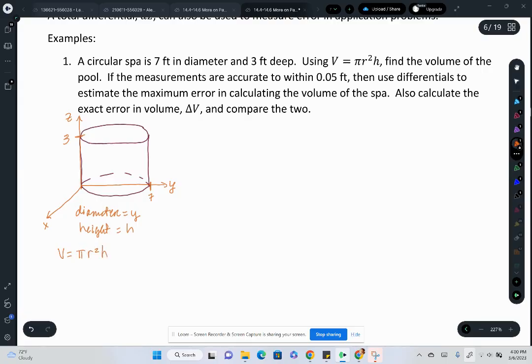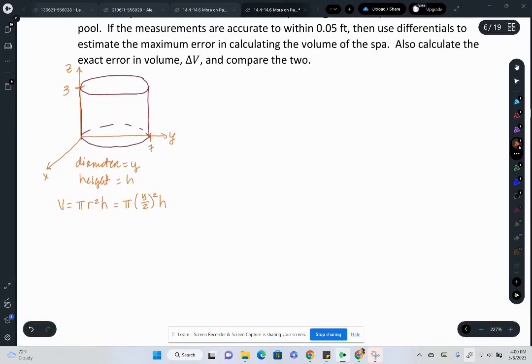Okay, so if I use those variables for diameter and height, then the volume is equal to pi r squared h. Oh, wait a second. I have r in there. R is radius. Radius is half of a diameter. So I'm going to replace r with y over 2. Now I've got my volume in terms of the y's and the h's. Let's simplify this a little bit. V is equal to pi over 4 y squared h.